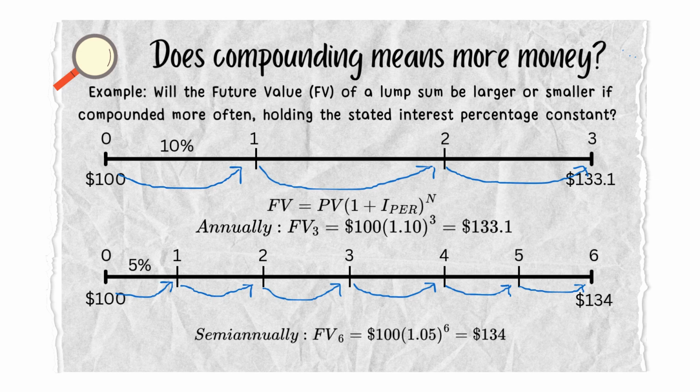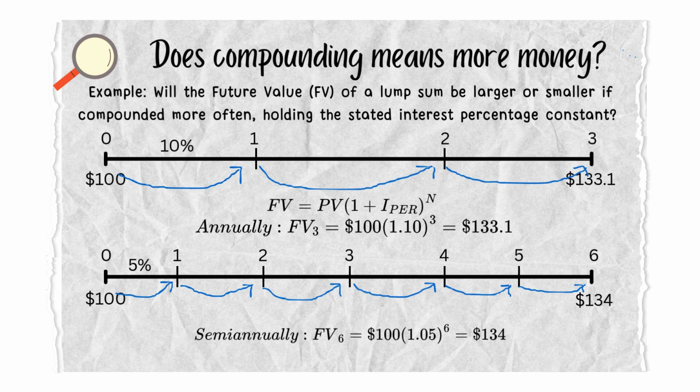$133.10. This means that the future value after 3 years is equal to $100 multiplied by 1.10 to the power of 3, which gives you the answer of $133.10. You might be wondering how I got this answer. The $100 comes from the present value, and the 1.10 is 1 plus the periodic rate of 10%, which is also 0.10. And the 3 is the total number of compounding periods.